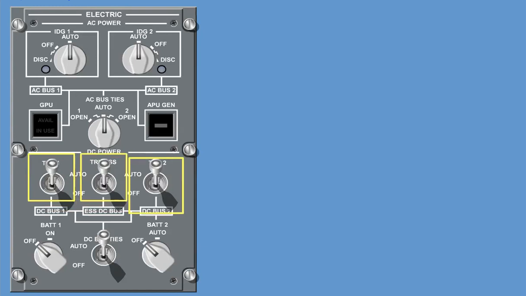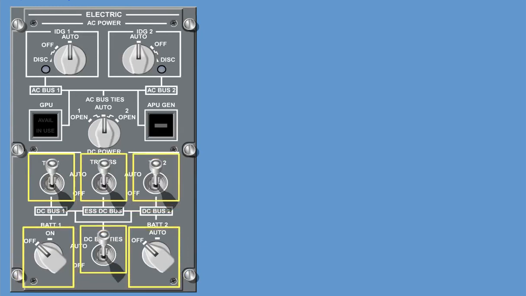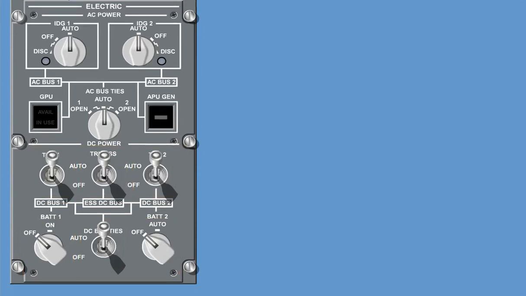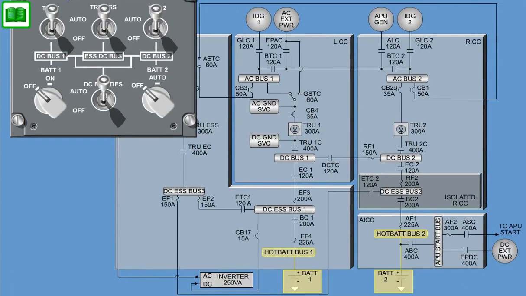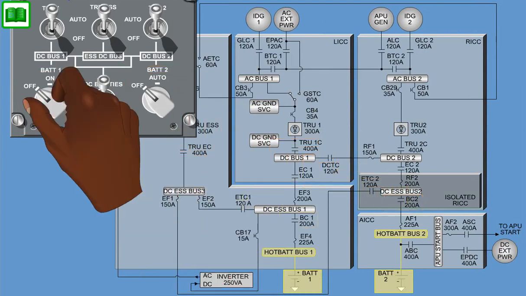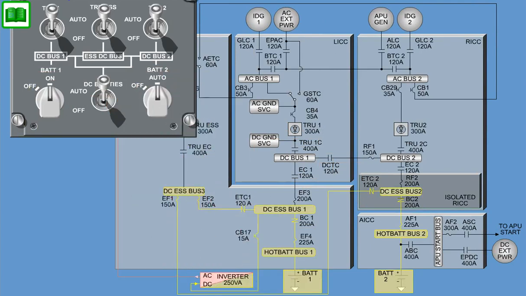This indication is shown as an advisory message. These switches allow the flight crew to disconnect the DC distribution system from the automatic operation. They also allow the flight crew to activate or disconnect both batteries. During the APU start sequence, the Auto mode opens the Battery 2 contactor automatically.